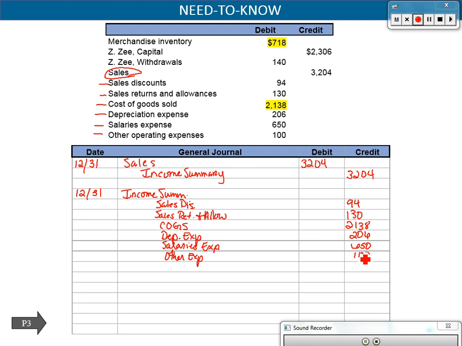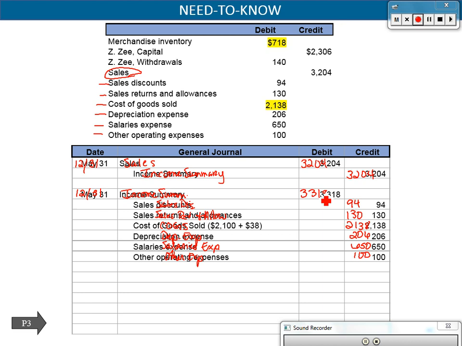Which means income summary is what? How much? You sure? 3,318. And then of course, you do the other two journal entries, which is not required.